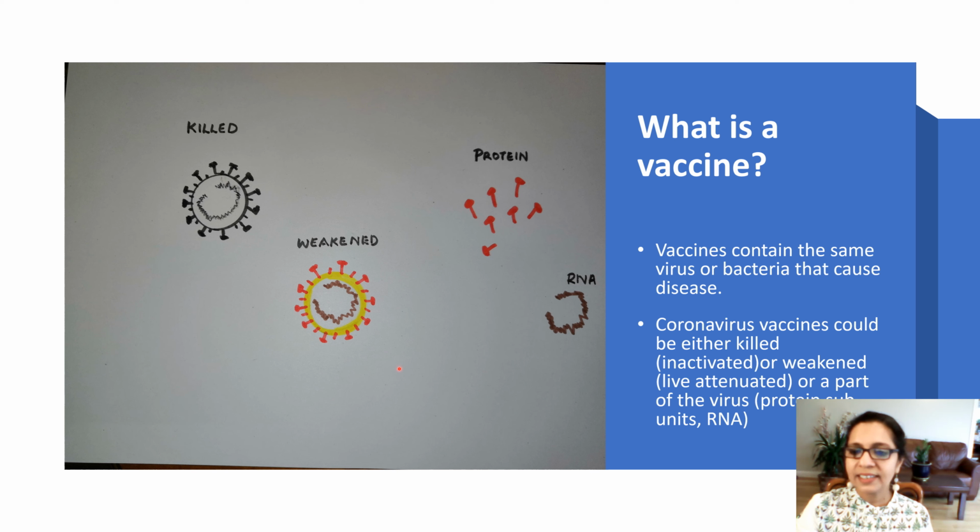So vaccines contain the same virus or bacteria that cause disease. So coronavirus vaccines could be either killed, otherwise called inactivated, or weakened, the other name is live attenuated, or part of the virus could be used in vaccine production. Protein subunits could be used in vaccine production, or it could be from the genetic material of the virus.